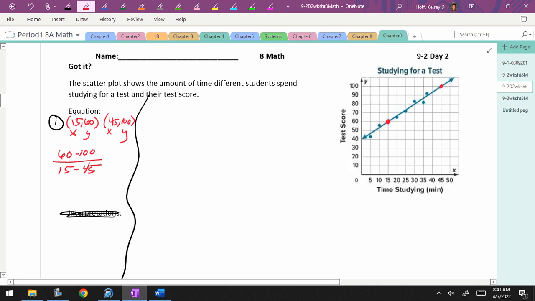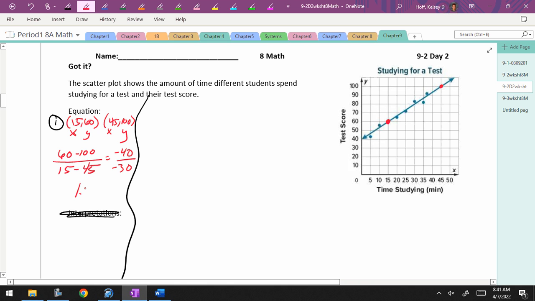Rise over run. Y is your rise. 60 minus 100, negative 40. 15 minus 45, negative 30. When you divide those, you get 1.3333. Ms. Hoff always wants us to have 2 numbers after the decimal.